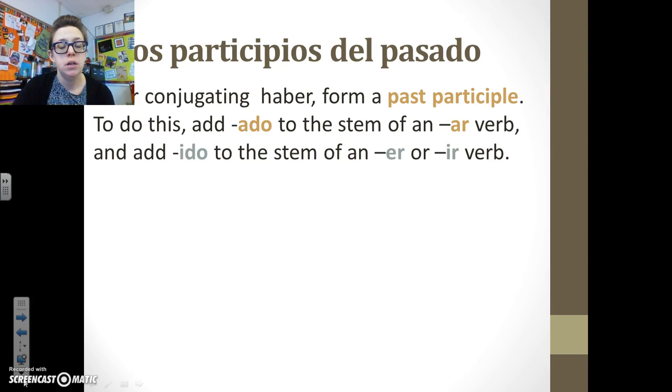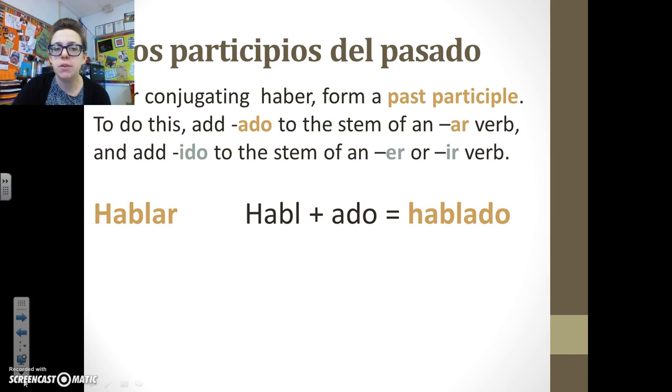So, los participios del pasado. After conjugating haber, you're going to form a past participle. To do this, you're going to add ado to the stem of an AR verb and add ido to the stem of an ER or IR verb. So, let's take a look at what that looks like with some examples.